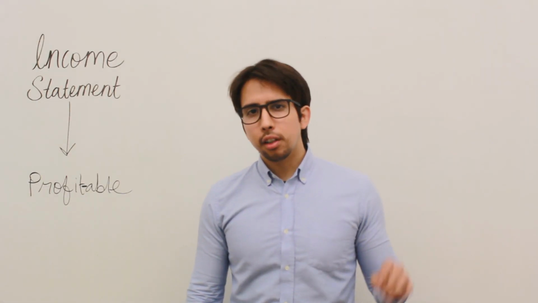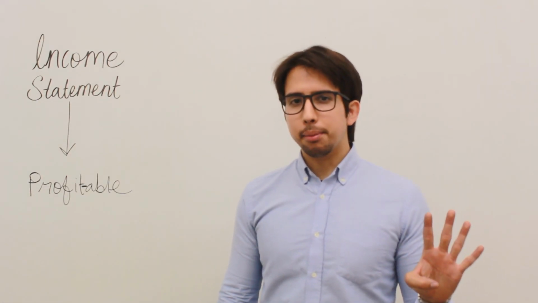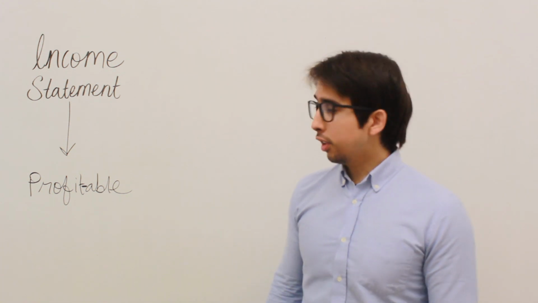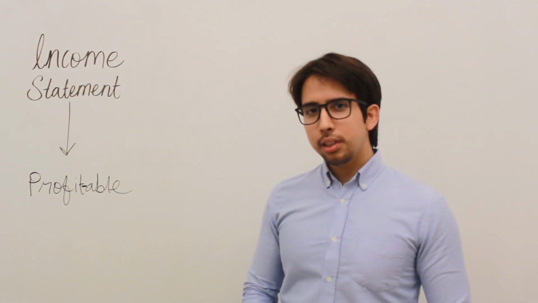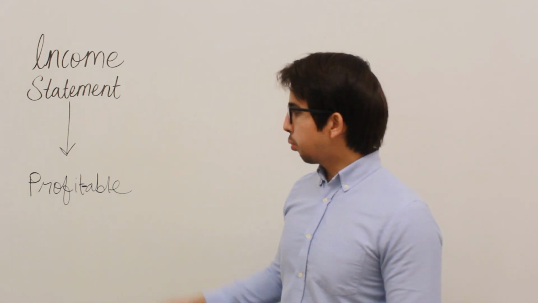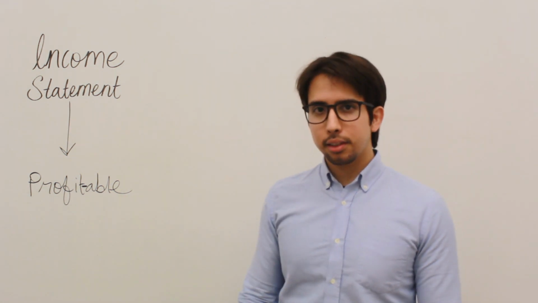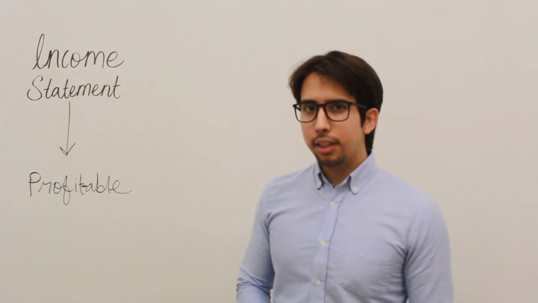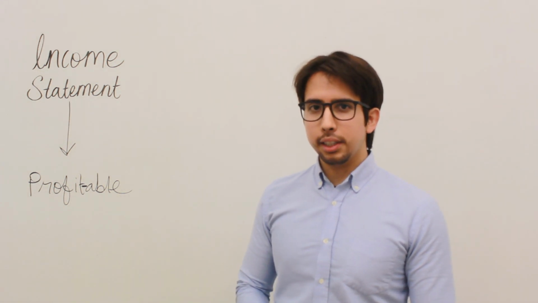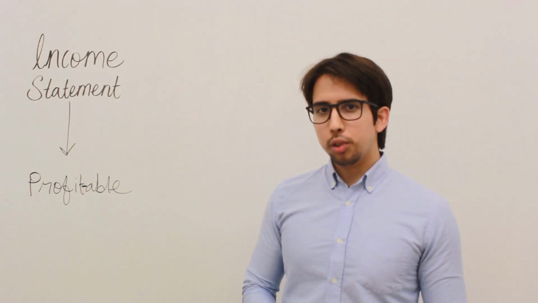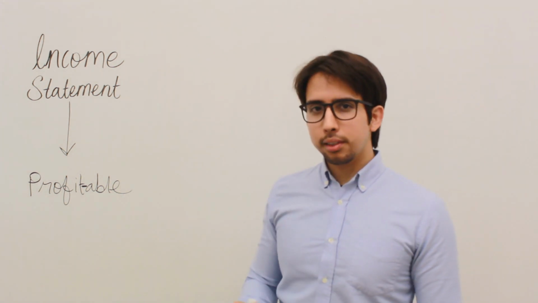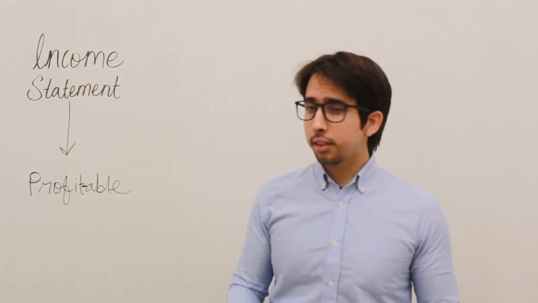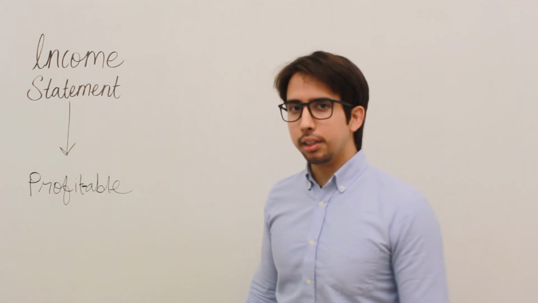Now, I mentioned that there are four main financial statements in financial accounting. The first one that you will learn about is called the income statement. The purpose of this statement is to tell you how profitable the company is. It will also tell you if the company lost any money in a given period of time. But what you need to know right now is that the main purpose of the income statement is to tell you and others how profitable the company is.